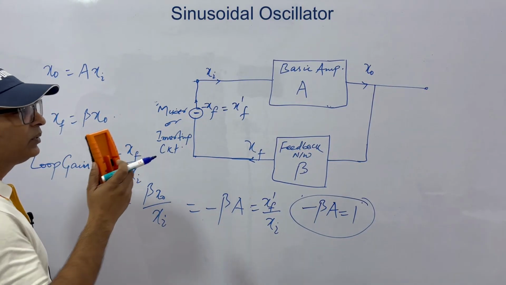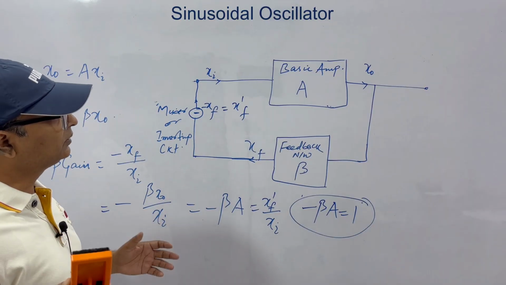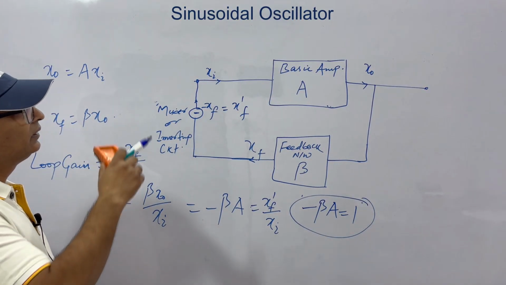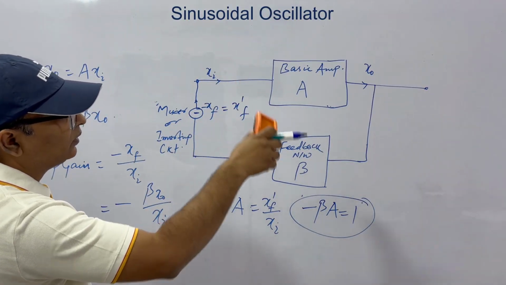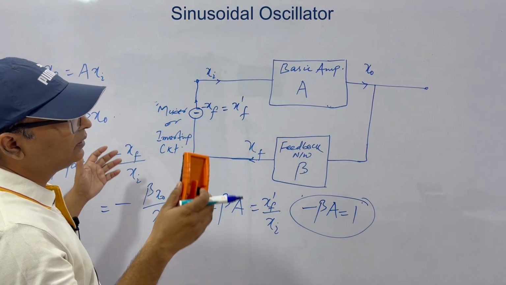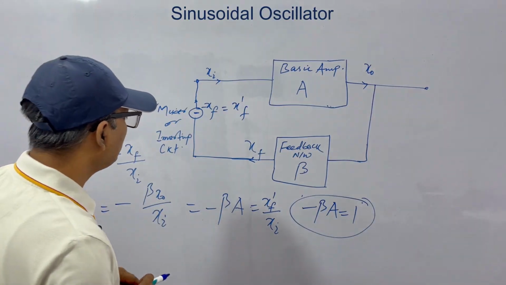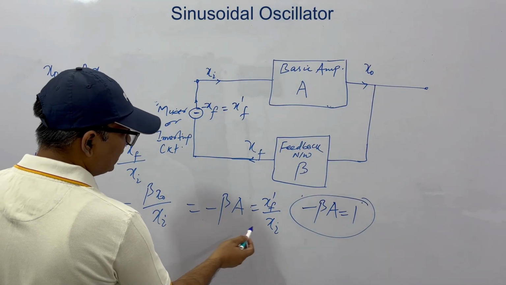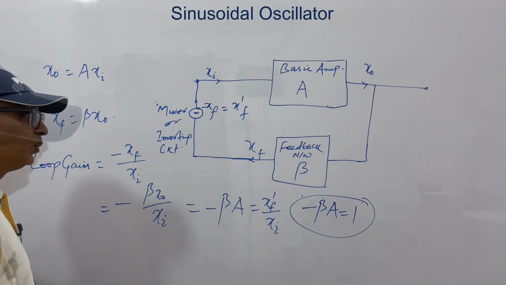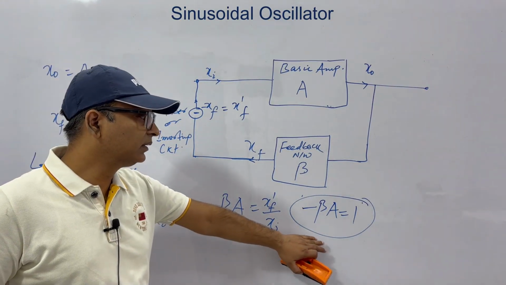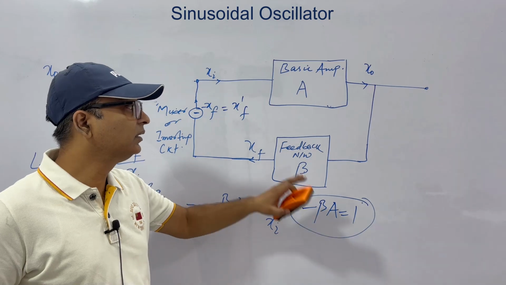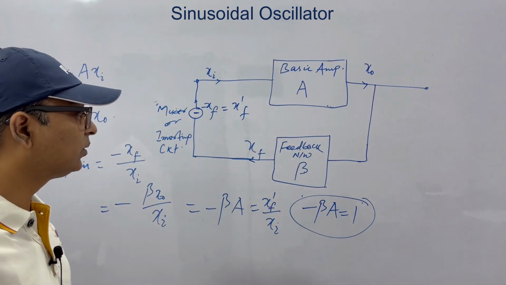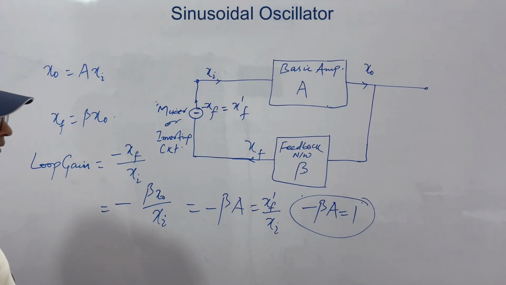What is the meaning of self-sustained? This means you don't need any input signal to get the output. This circuit is now dependent on itself only. So from here we have this expression minus beta A is equal to 1. Now this is a condition for self-sustenance of the oscillator circuit. This condition is called Barkhausen Criterion.